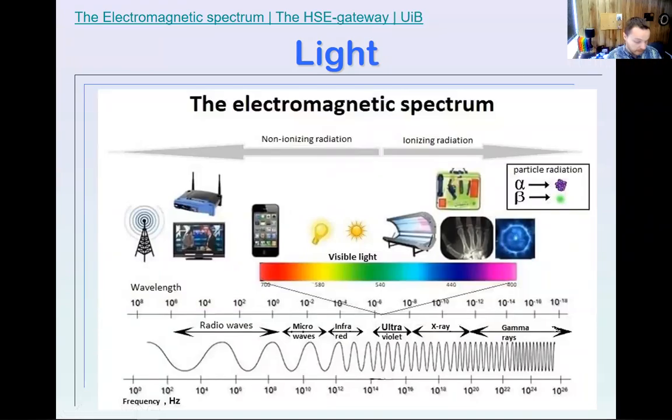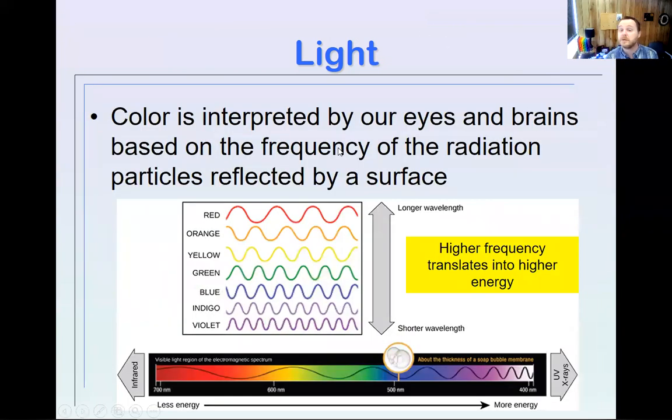Okay, so we've talked about light, how light has energy because it's electromagnetic radiation. What is a color? What does color mean? Well, color is determined by that frequency. Different frequencies of electromagnetic radiation, our eyes pick up and interpret that as a particular color.